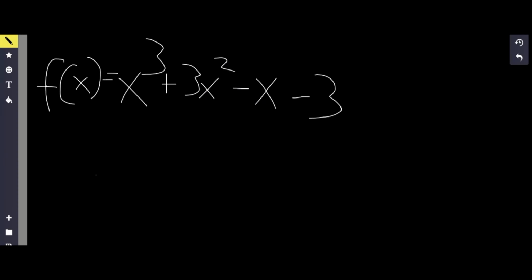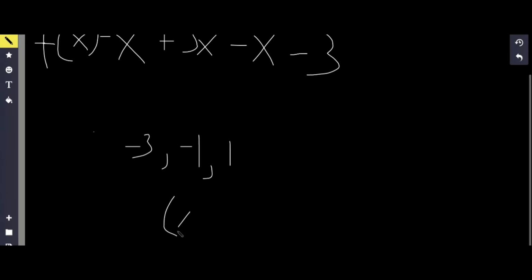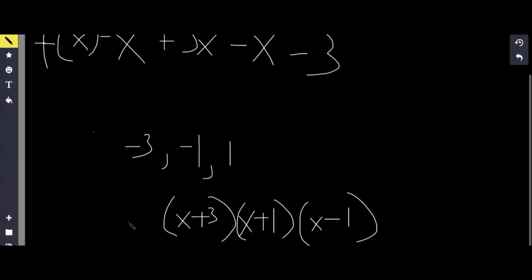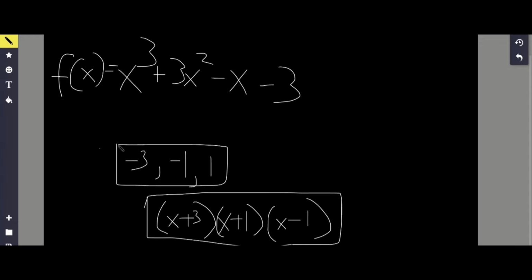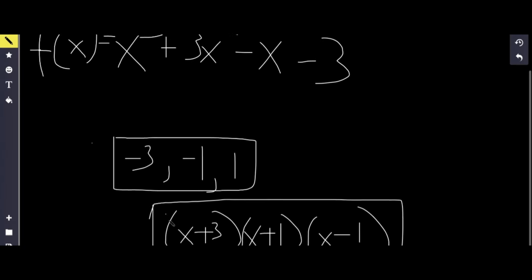And you get that the roots of this equation, the zeros, are -3, -1, and 1, right? So that means that the factors of this polynomial are x plus 3, x plus 1, and x minus 1. Right? And there's your answer. There's the fully factored form. There's all your zeros.